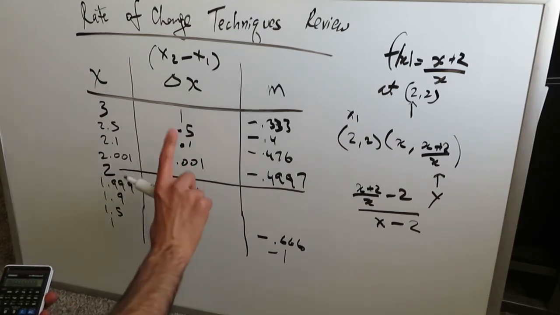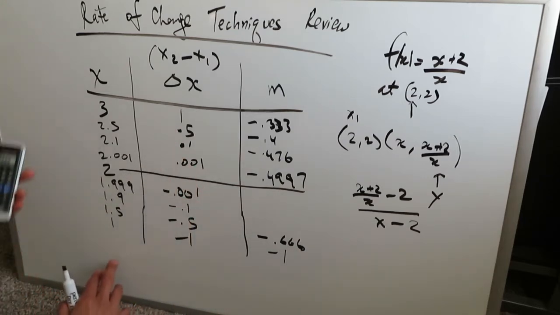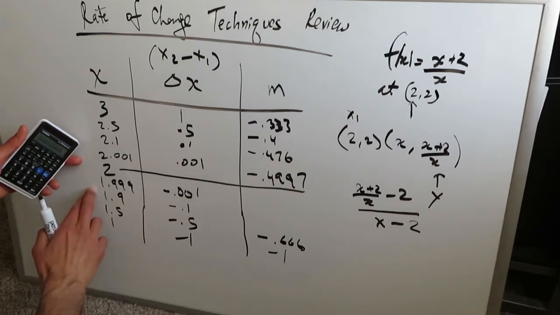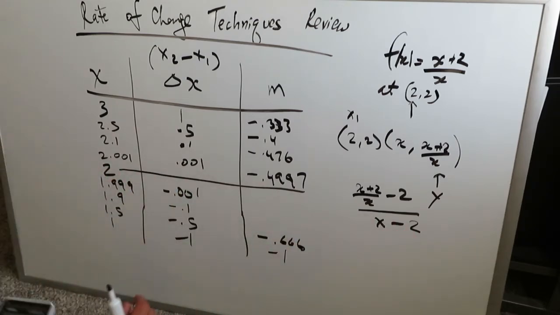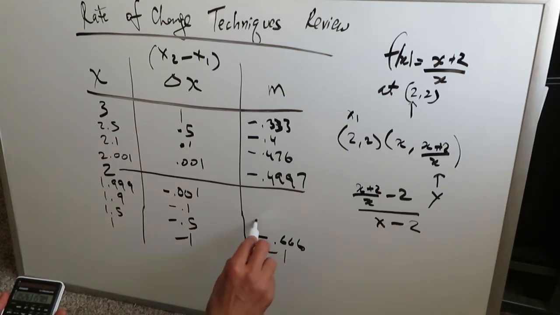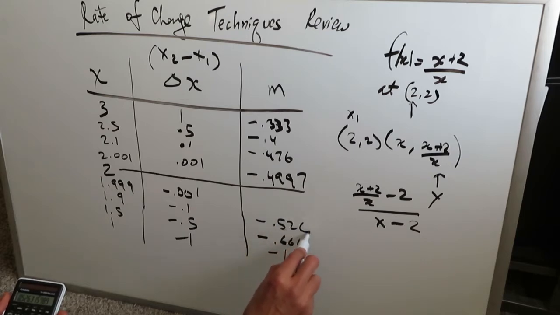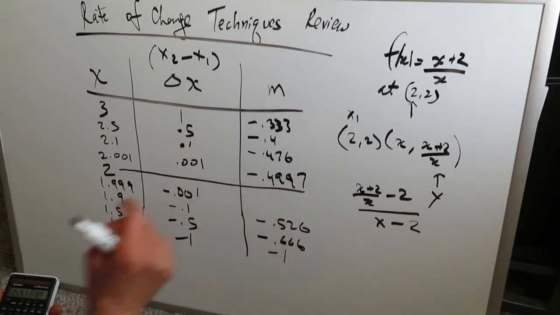Remember, we're using a table of approximations here. Values, limit as x is getting closer and closer to 2, what actually happens. Let's use 1.9. 1.9 plus 2 divided by 1.9 minus 2 divided by 0.1. I get a minus 0.526. See, we're getting closer and closer to a minus 0.5.